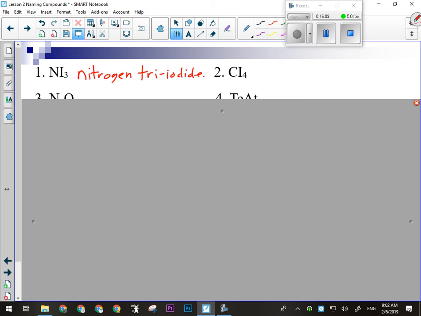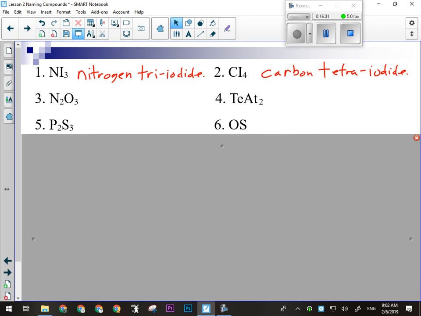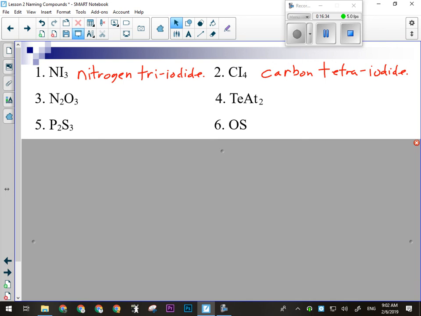Okay, and then for our second one, I have one carbon. So again, I don't use mono on the first one. So this is going to be carbon tetra, because there's 4 iodide. Okay, I'll have you guys try the next 4 here, and we'll walk through those together. Okay, so for question number 3, I've got 2 nitrogens. So this is going to be dinitrogen, and then I have 3 oxygens, so that'll be trioxide.